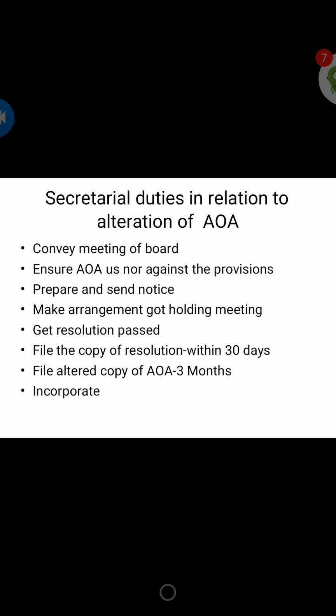The next is, whatever resolution you have passed in the general meeting, you have to file it with the registrar within 30 days, and after that the altered copy of the memorandum of association, whatever alteration you have done, is also to be filed with the registrar within 3 months of passing the resolution. And you have to see that all the changes you have made are included in all the copies of articles issued after the date of alteration.